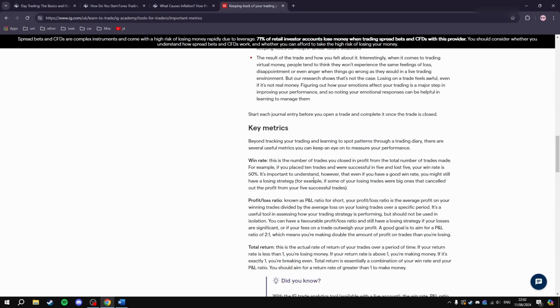Interestingly, when it comes to trading virtual money, people tend to think they won't experience the same feeling of loss, disappointment, or even anger when things go wrong as they would in a live trading environment. But our research shows that that's not the case. Losing on a trade feels awful, even if it's not real money.